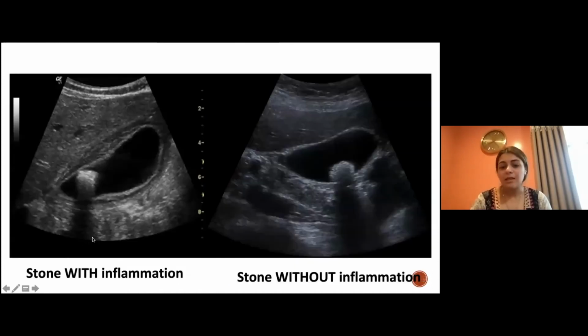This is again an image of an ultrasound showing the normal, well, these both are not normal. This is still with the stone, but one is with the inflammation, one is without. So over here, you'll see with the inflammation, which is presenting darker, whereas over here, you'll see without the inflammation.